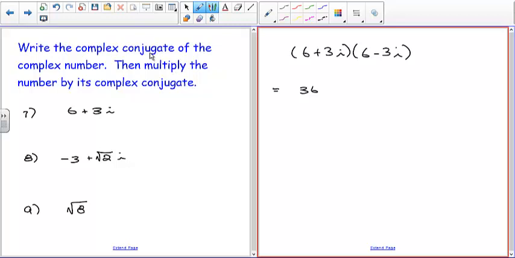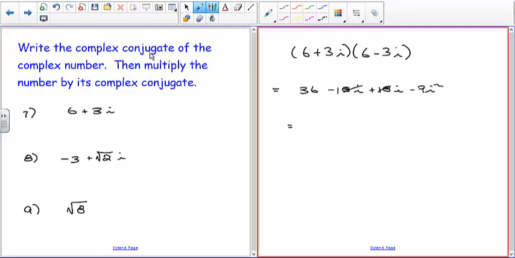6 times negative 3 is negative 18, so we get negative 18i for outer. Inner we get plus 18i. And then we get 9. 3 times 3 is 9. We have to make sure to put the negative in there, because we have negative times positive. So we get negative 3 times 3 is 9, i squared.